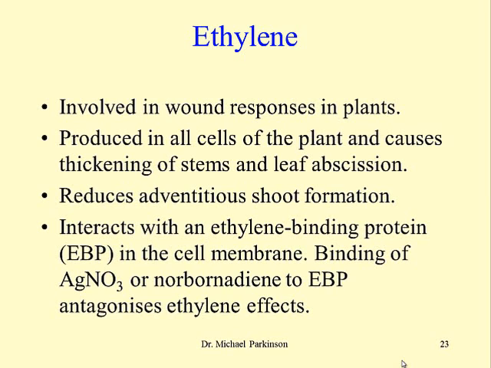effects of ethylene. Now this is possible because we know that ethylene interacts with the ethylene binding protein in the cell membrane of cells, and this can be inhibited by compounds like silver nitrate or organic compounds like norbornadiene. Now these bind to the ethylene binding protein and they antagonize ethylene effects.